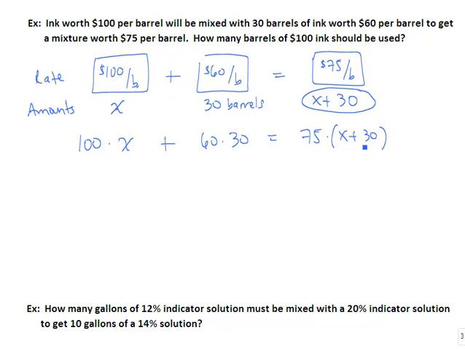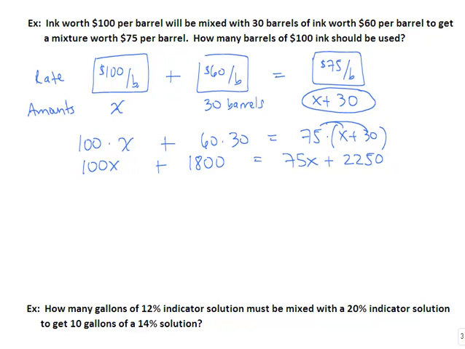So here's my equation. Remember, in this one we had dollars, not percents, so we didn't have to move any decimal places around. So 100x plus 60 times 30 equals 75 parentheses X plus 30. Now we want to solve. So let's simplify. We get 100x. 60 times 30 is 1800. And distributing, we get 75x. And 75 times 30 is 2,250. And you can use your calculator to get that.